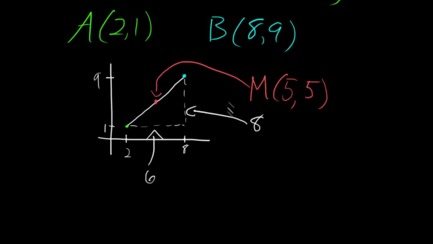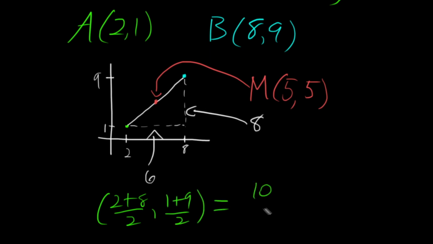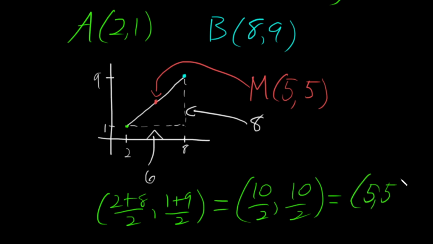We can quickly check this with the formula. We need to average the x values, so that's 2 plus 8 over 2, comma, and then the y values, 1 and 9. 1 plus 9 over 2. This equals 10 over 2, comma, 10 over 2, which simplifies to 5, 5, which does match.